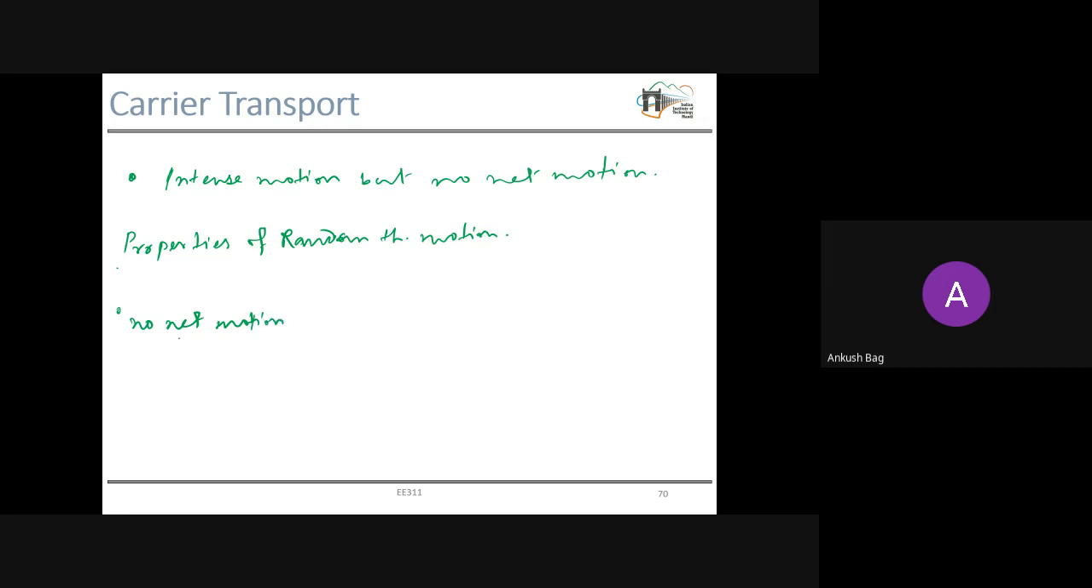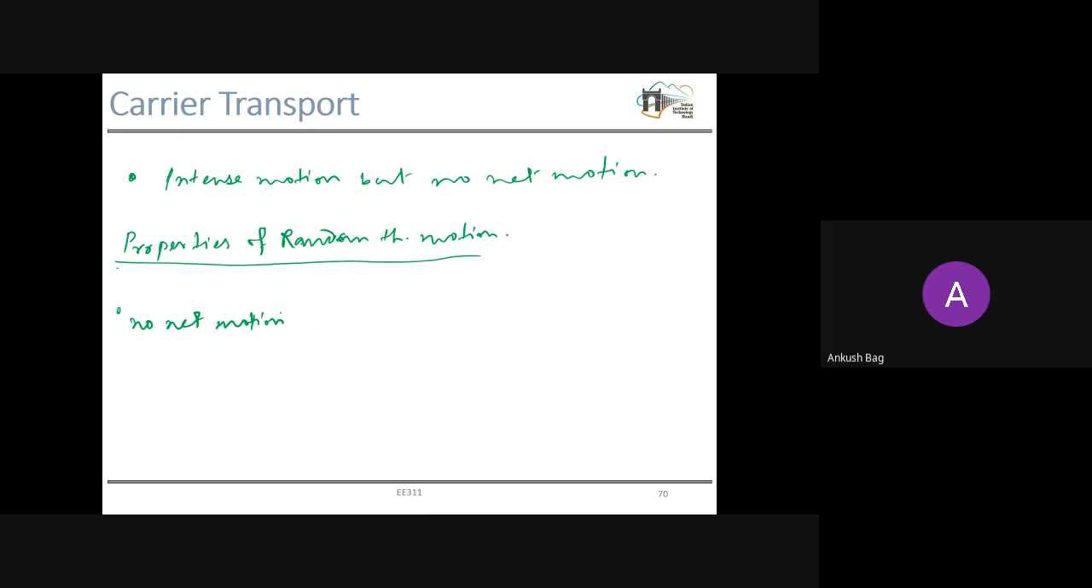So why am I writing this word multiple times? It has a reason, because using this concept, whatever we are discussing now, we'll see how we can explain those three semi-classical transport mechanisms. That means how, with this concept, your drift current, diffusion current, as well as thermoelectric current can be related. So that we will see. Now in the case of this random thermal motion, we know that there is no net motion.